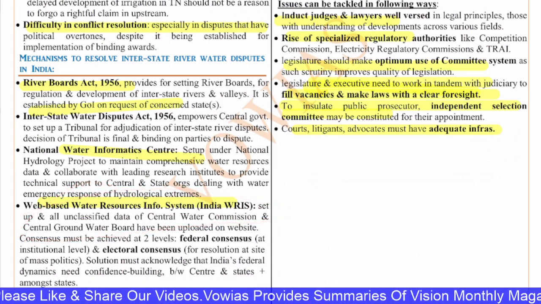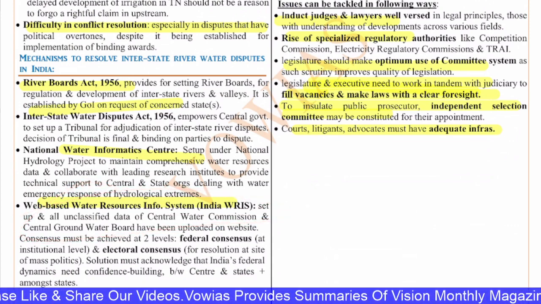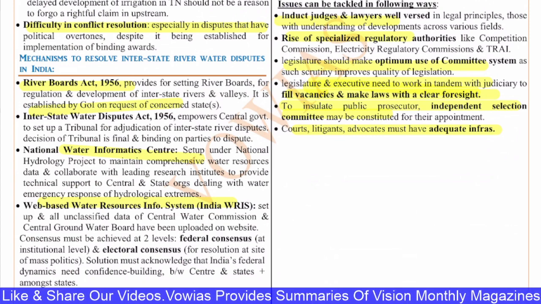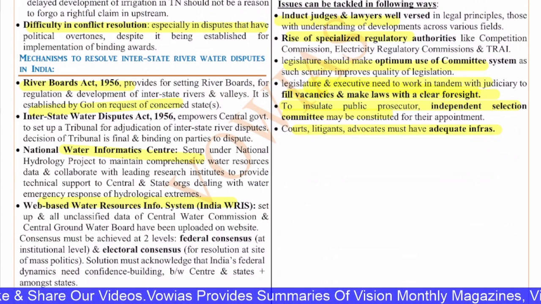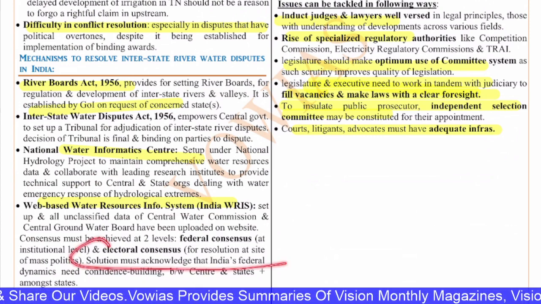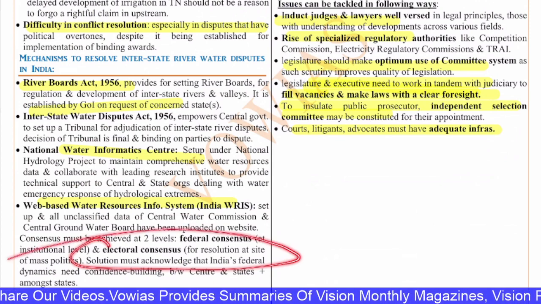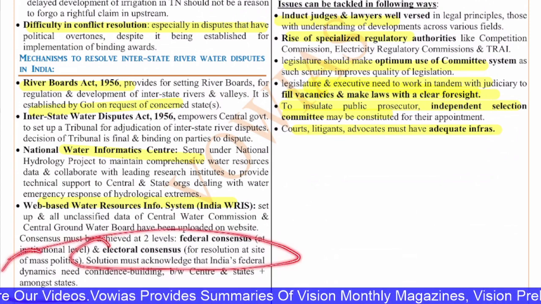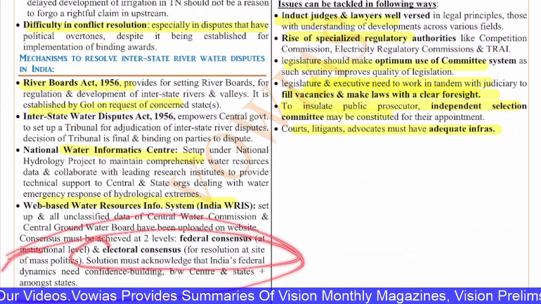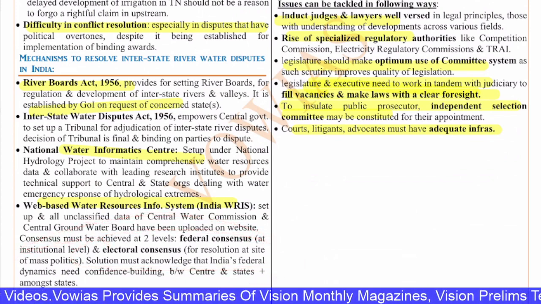The federal consensus and electoral consensus is something that is very, very important, and they have to be taken into consideration. The solution must acknowledge that India's federal dynamics need confidence building between the center and states, and also this confidence building is very important among the states as well.